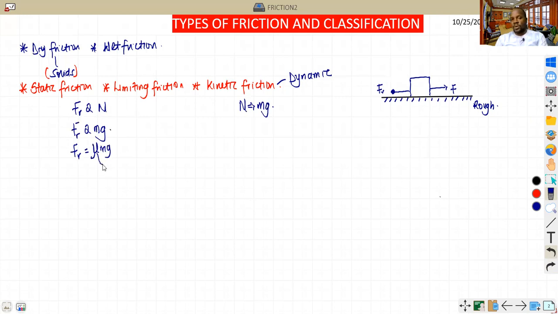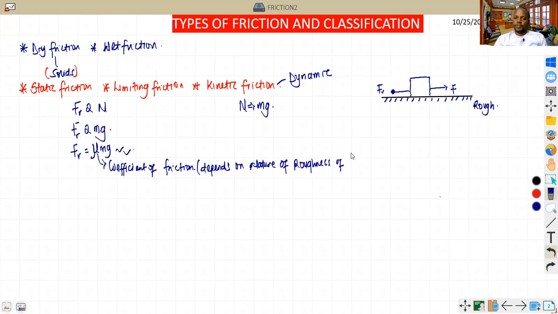Now this mu is called coefficient of friction, either static or limiting friction. And that is where we are going. So students need to keep that in mind, that frictional force is given as mu mg, and this mu coefficient depends on the nature of roughness of surface.